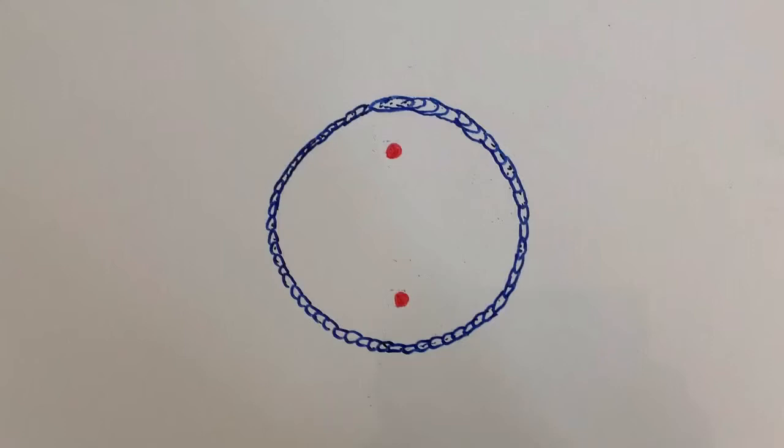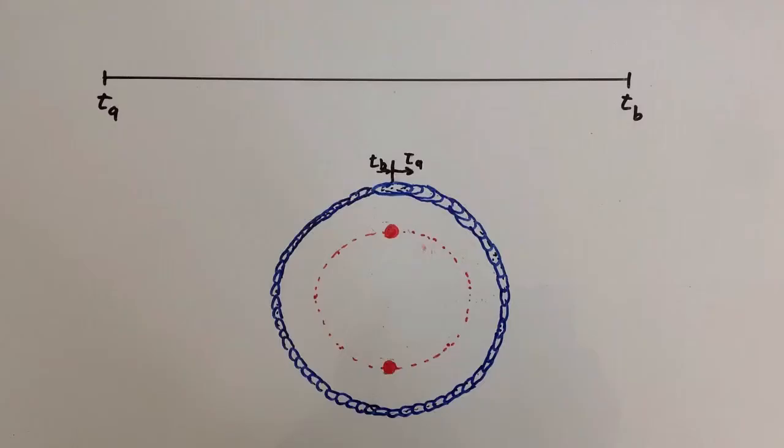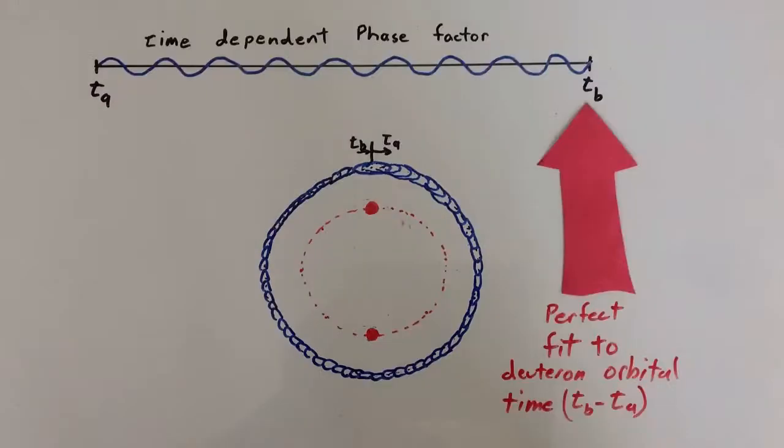We want to find the time-dependent behavior of the electrons, so we label the start TA and the completed deuteron orbit TB, and draw a graph to show the complex part of the electron phase factor. And we luckily chose a point that perfectly repeats and would be a stationary state.